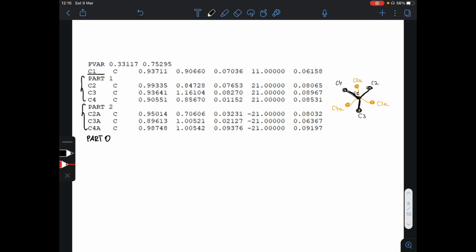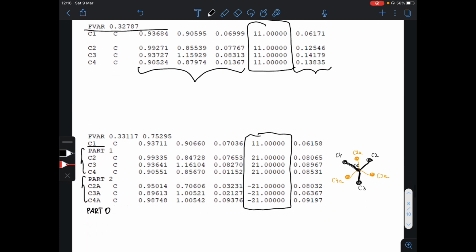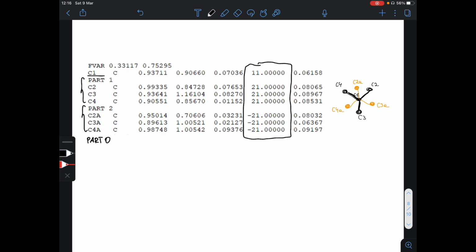Okay, so as you can see here, we don't have 11s everywhere like previously, right? Something changed. I left the first atom, carbon 1, unchanged, but I changed everything for the other parts. So in part 1 we have number 21, 21, 21. For part 2 we have number -21, -21, -21. What does it mean? These numbers refer to something that we call the free variable. Free variables are listed here.